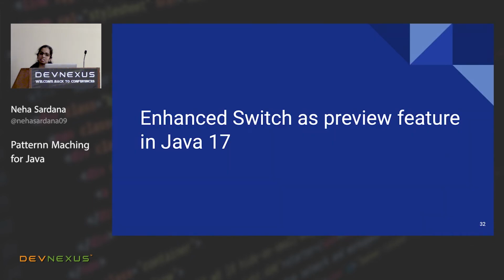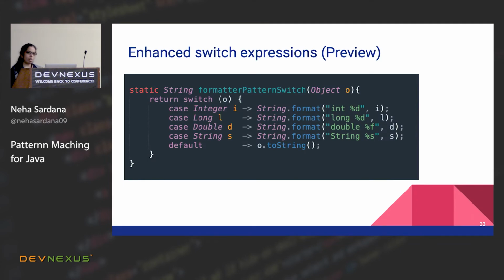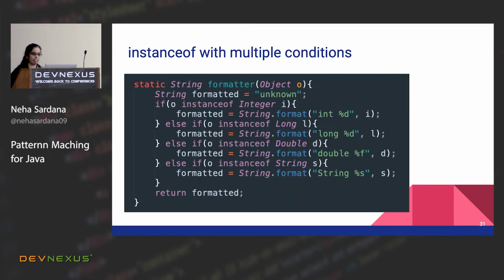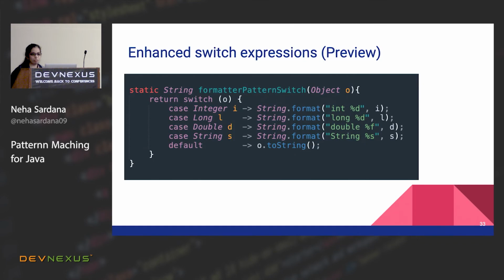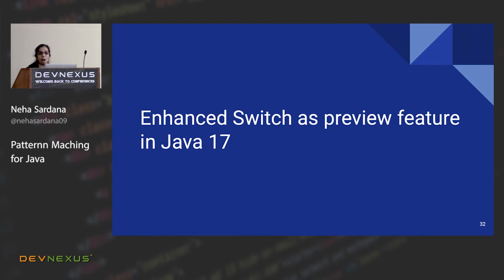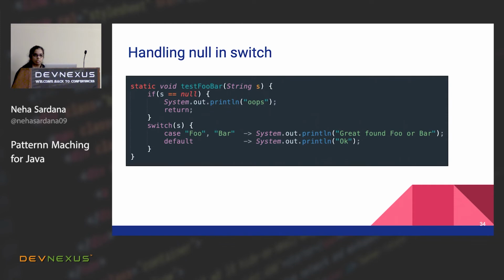What did the enhanced switch bring? Now look at this. I believe this one is much better. I hope you agree. This way, you have all the conditions clearly visible. You can see that all you're doing is String.format, and you have the default as well. This is a switch expression, and this was introduced in Java 17 as a preview feature. So you can't use that in production, but you can try it out as well.